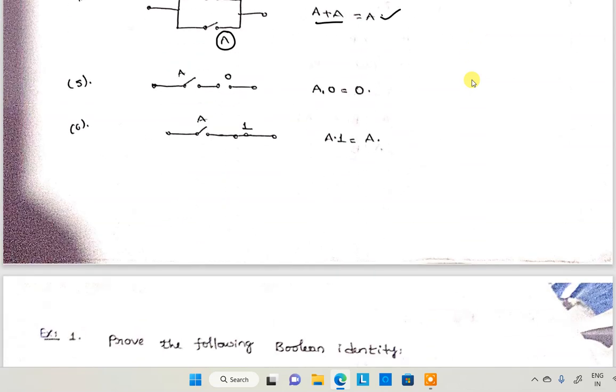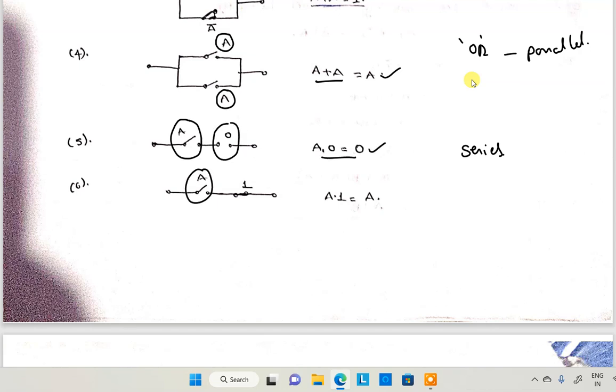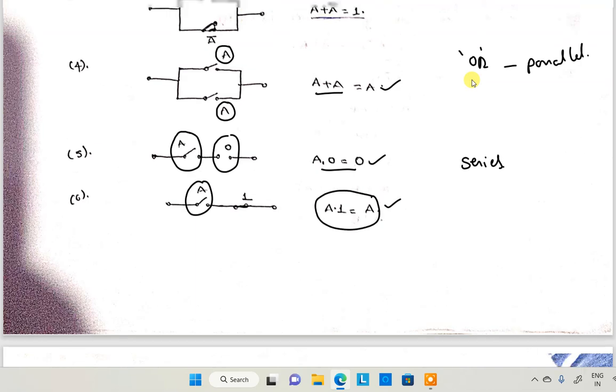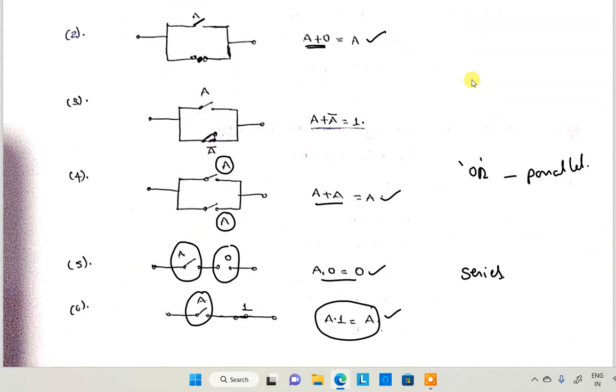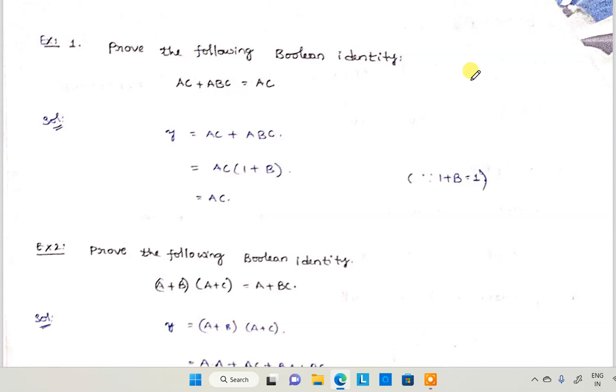Okay, that is switching. Next, this is an OR operation. Always it is parallel. OR operation is always parallel. Next, coming to the AND operation, it is always series. A into 0 is equal to 0. A into 1, already on here, A into 1 is equal to A. Clear? These are the switching operations of digital logic circuits. Next we are moving to the example problems.